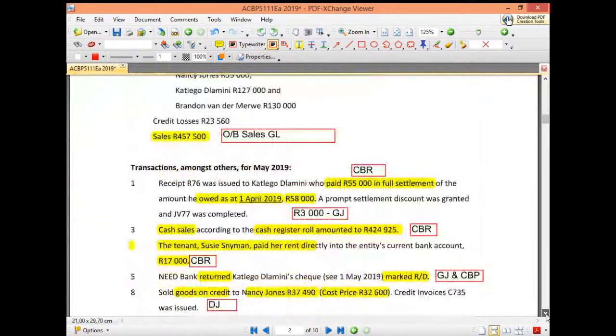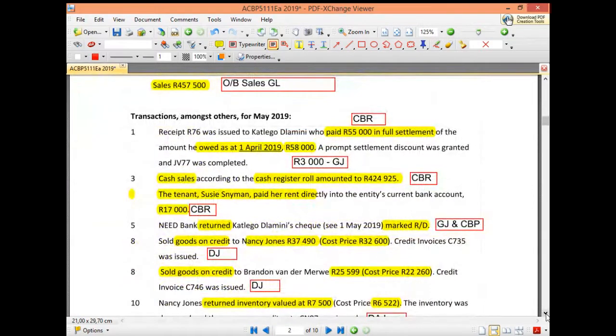Okay, so let's move on to the next transaction. We've already captured the rental income we've received. Now on the 5th, we said that Katlehor's check was returned. When we return the check, it generally goes to your cash book payments. They haven't asked for your cash book payments, but they did ask for your general journal transactions. So what that means is I need to go back to my general journal here at the bottom, and I have to reverse this initial transaction that I've captured. I need to reverse now.